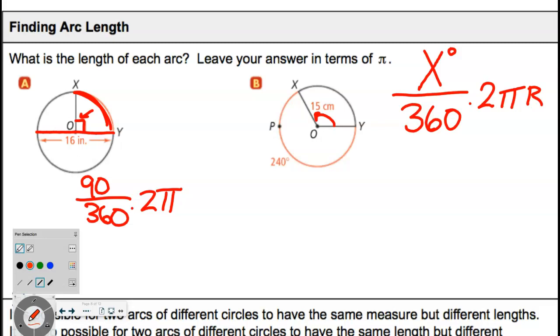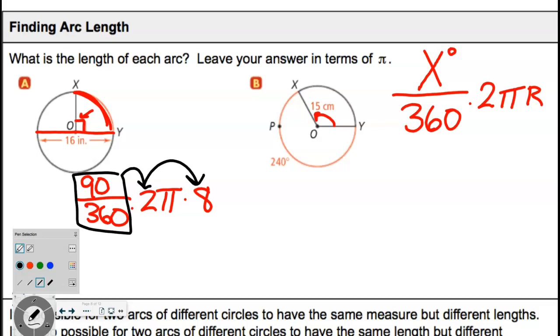Yep. And it says in terms of pi, so practice on your calculator. You're going to go 90 divided by 360 times 2, skip over the pi, times 8, math, enter, enter. Or if you're on the TI-30, you have to figure out how yours reduces those fractions if you don't want to have to do it in your head. So 90 divided by 360, math, enter, enter. Actually, this one comes out to be a nice 4.